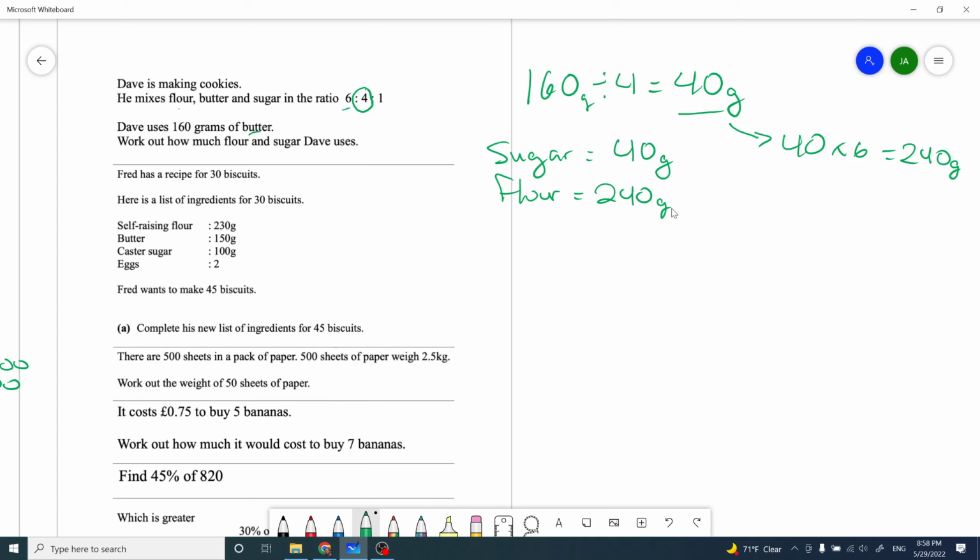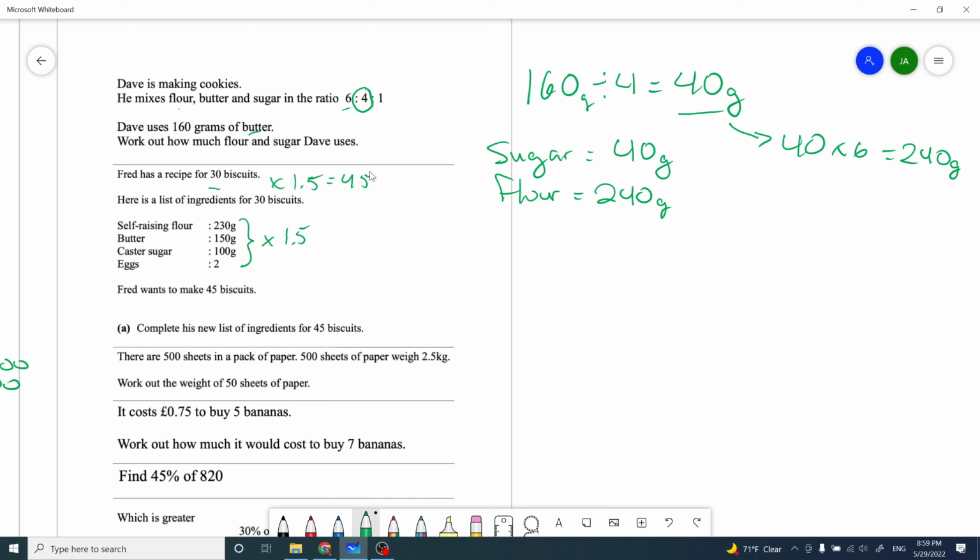All right, moving on to the next recipe. Fred has a recipe for 30 biscuits, and here's the recipe. 230 grams of flour, 150 grams of butter, 100 grams of caster sugar, and 2 eggs. He wants to make 45 biscuits. So what we can do, we can see that 45 is going to be basically like 30 times 1.5, right? So we can either take everything here times 1.5, so 30 times 1.5 equals 45, right?